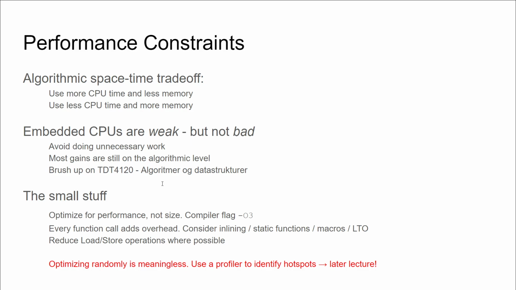The key point here is nonetheless, optimizing randomly is meaningless. You want to keep it in the back of your mind that you want to write optimal performant applications, but you want to use a profiler to identify hotspots and figure out how to optimize those hotspots separately.